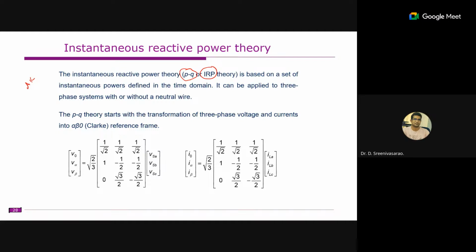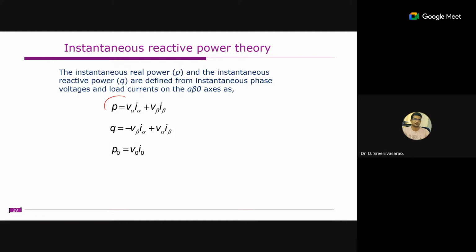The first step in this theory is that we transform the PCC voltages and the load currents into the ABC reference frame. These are the voltages on the source side, and these are the load currents. We will transform these into the alpha-beta reference frame by using the Clarke transformation. Next, we will find the powers in the alpha-beta reference frame. This is the active power, this is the reactive power, and this is the zero sequence power, P0 and Q0. Under balanced conditions, this value will be 0.